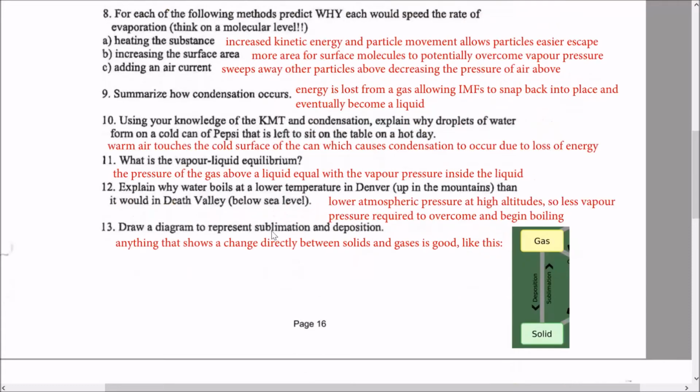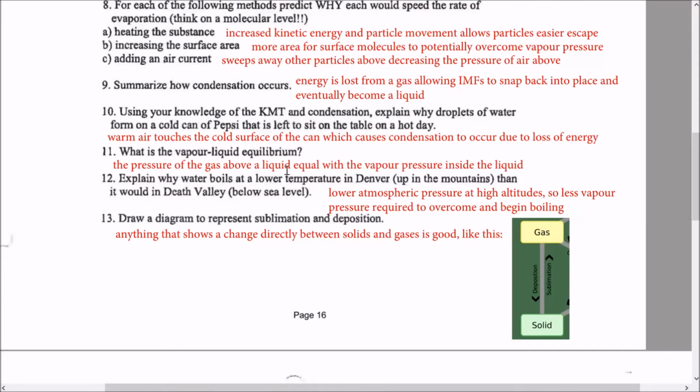What is the vapor-liquid equilibrium? That's when the pressure of the gas above a liquid is equal with the vapor pressure inside the liquid. When we look at boiling, it's just bouncing out, so nothing's coming in and nothing's going out. Again, with that, look at the image in your notes, and look at the image in the presentation from yesterday to get an idea of how that maps out.